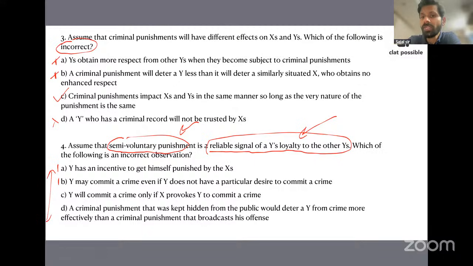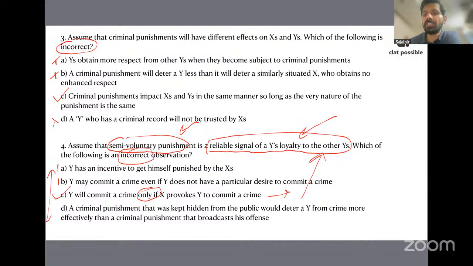C, Y will commit a crime only if X provokes Y to commit a crime. And this is wrong, right? Is this the only reason why Y will commit a crime? No, the other reason is this, to send out a signal. Not only if X provokes Y, they'll just do it, right? To signal loyalty. So C is the correct option because it is an incorrect observation.